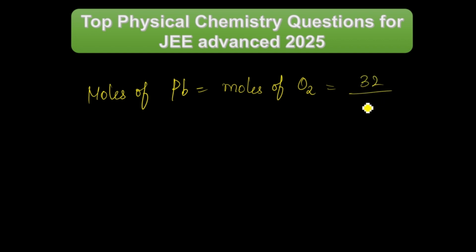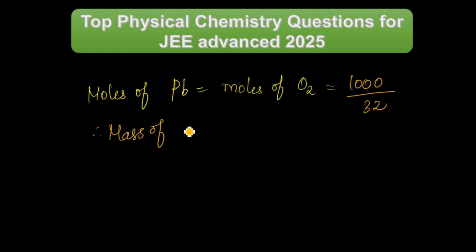So 1000 by 32, correct? 1000 by 32, I'm keeping this as such. Let's see in the end, will that get cancelled or not? Then from here I can find out the mass of Pb, isn't it?